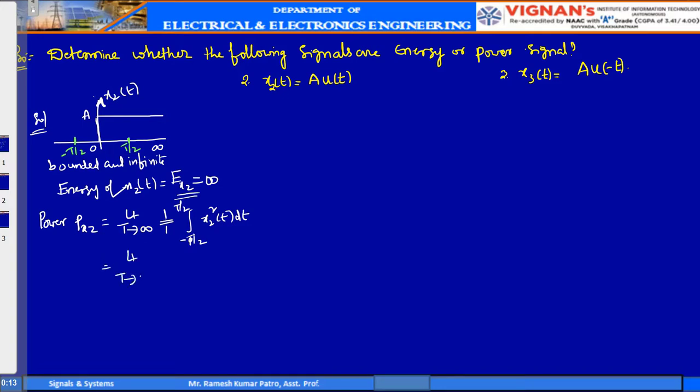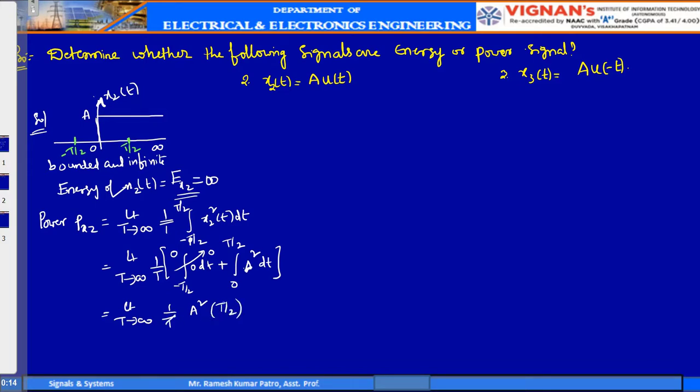Limit t tends to infinity, it is 1 by t. I am writing this one from minus t by 2 to 0, the signal value is 0 dt, plus from 0 to plus t by 2, the signal value is a, it is squared, so a squared dt. So obviously this value will be 0, and here you will get limit t tends to infinity, 1 by t, a square. If I substitute the limits, it will be t by 2. Now this t and this t will be cancelled, therefore I will get a square by 2. So this is the power of the signal.